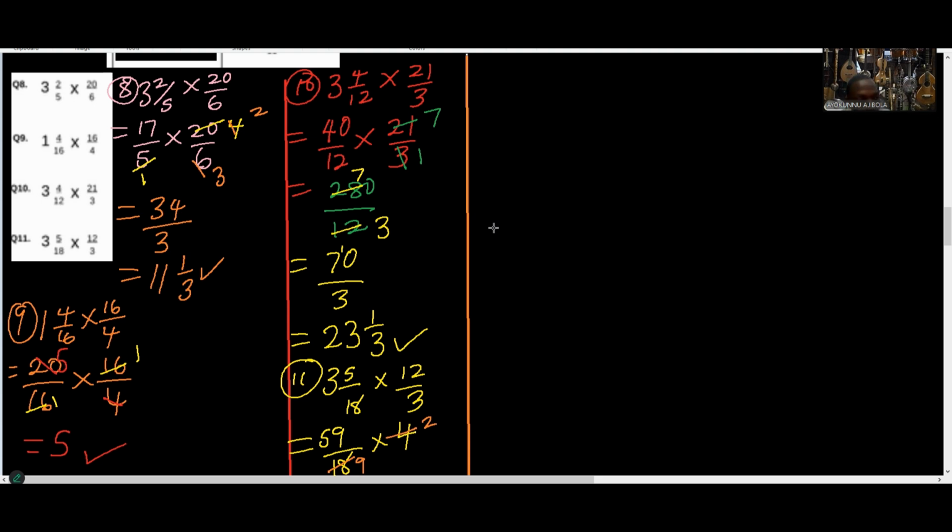What is 59 times 2? 50 times 2 is what? 100. 9 times 2 is 18. So 118. 59 times 2 is 118. So we have 59 times 2, which is 118 over 9.